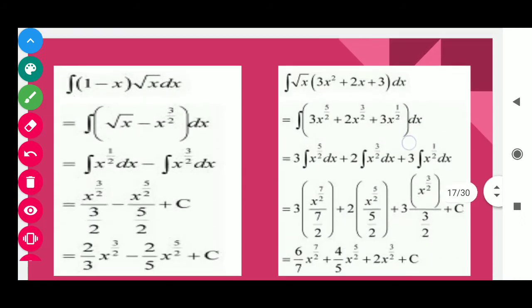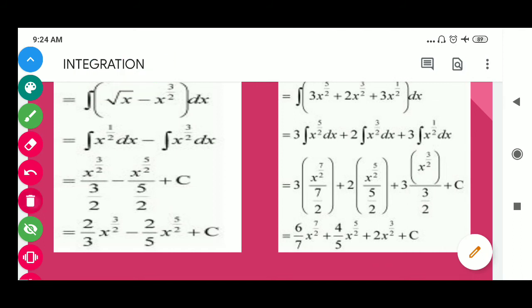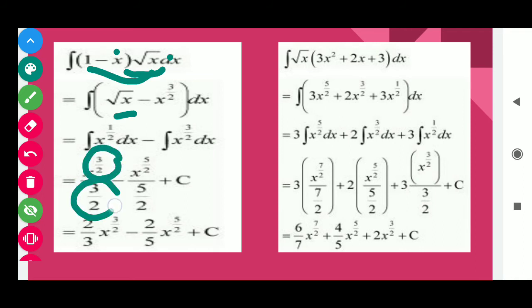Now students, here we have the next question: integral of (1 minus x) into root x. Again you can see we have two terms multiplied, but we can't use the product rule. We haven't the product rule. So for that, multiply root x with 1, root x with x. In this way we get root x, and here x into x raised to power 1 by 2. Base same, powers add. We get x raised to power 3 by 2. Now students, integrate this. In this way we get x raised to power 1 by 2 plus 1, that is 3 by 2, over 3 by 2.